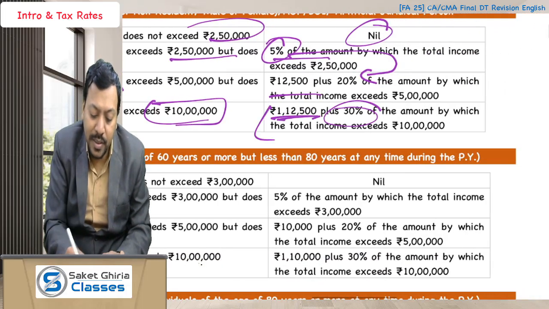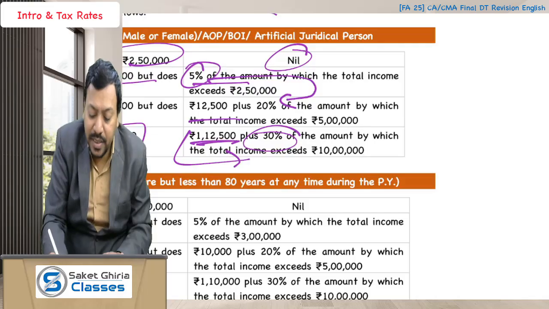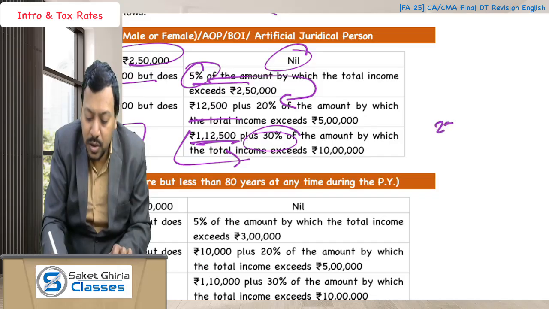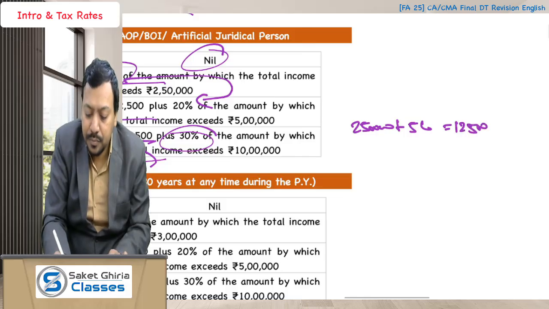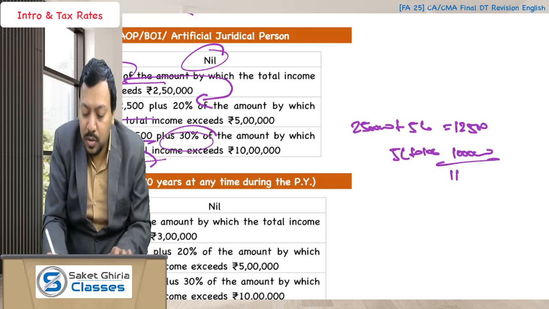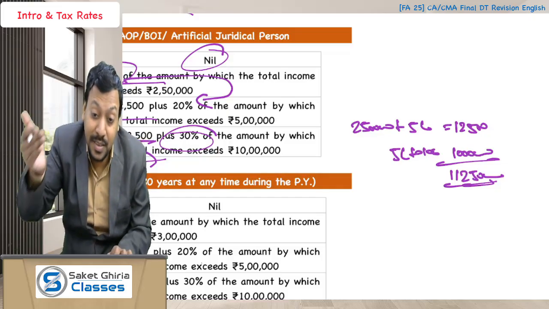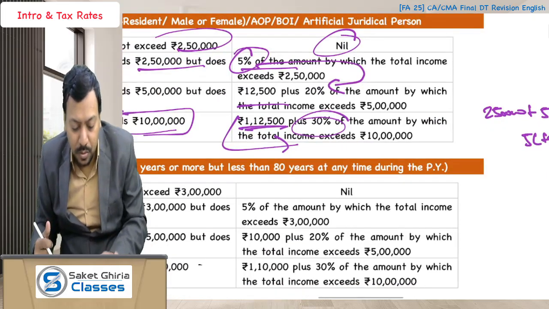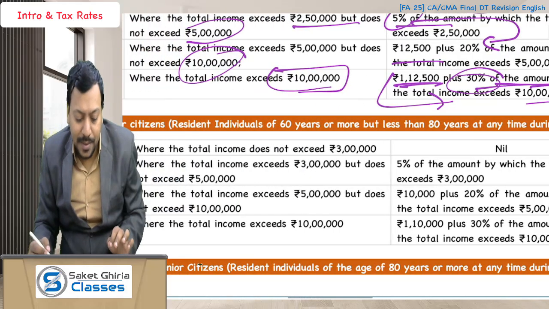So from where did this 1 lakh 12,500 figure come? If my total income exceeds 10 lakh, then it must have exceeded 2 lakh 50,000, and 5 lakh. First, 2 lakh 50,000 to 5 lakh at 5% means 12,500. 5 lakh to 10 lakh at 20% means 1 lakh. So this 1 lakh 12,500 is for the first 10 lakh rupees, and beyond this 10 lakh rupees at the rate of 30%. So 1 lakh 12,500 plus 30% of the amount by which total income exceeds rupees 10 lakh.